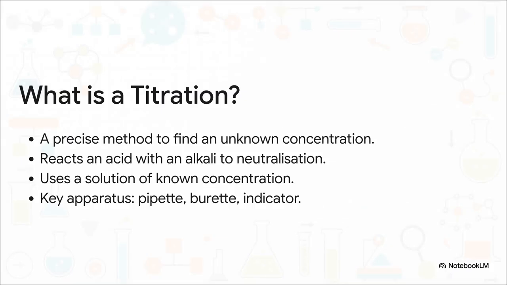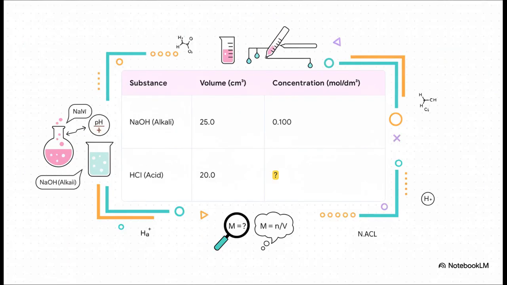So, a super quick recap on what a titration is. It's a really precise method where you carefully react an acid with an alkali until they've perfectly neutralized each other. The trick is, you use a solution where you know the concentration exactly, we call that the standard solution, to figure out the concentration of the mystery one. You'll be using a pipette for measuring an exact volume and a burette to add the other solution drop by careful drop.